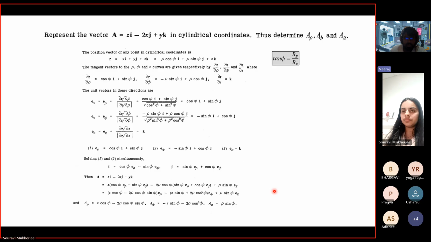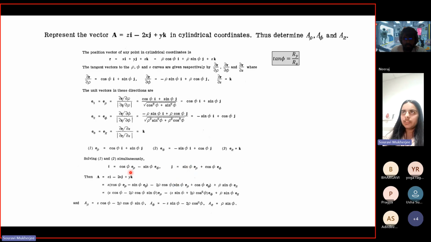Ma'am, to find rho, we have to find the modulus of the R vector. Then for phi, we can take tan inverse of Ry by Rx. Then by using equations 1, 2, and 3, you can get the unit vectors. Right, that's exactly what we do.